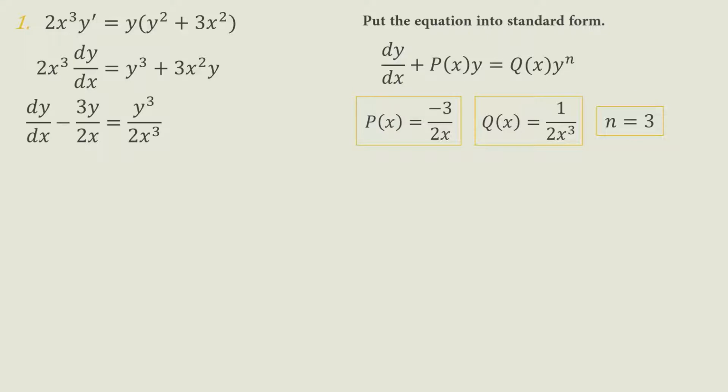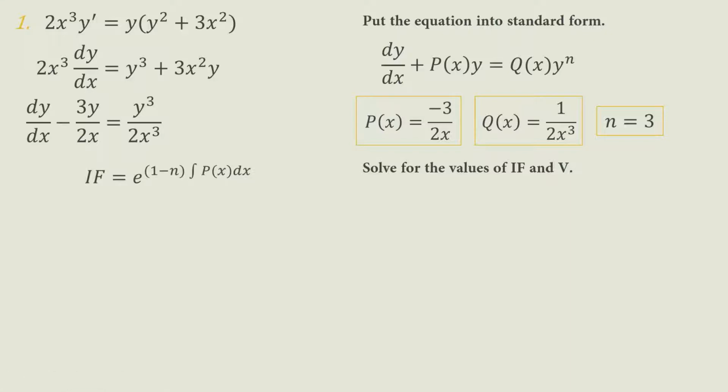And our n is 3. Our n is the exponent of our y here, the term that goes with q of x. So next we are going to solve for the values of the integrating factor and v.